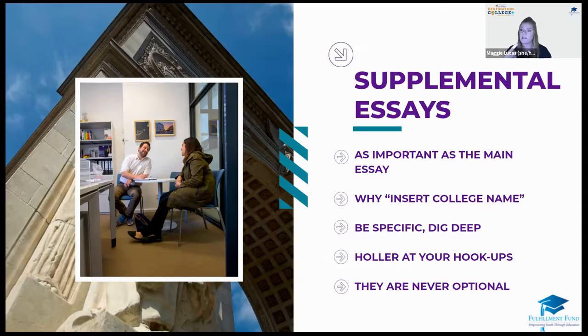Maybe location can certainly be one of them, but is it a specific major? Is it a specific club? Is it a specific teacher you've read about, maybe seen on the news? Tell us all of those things. Give us examples of what it is about the school that really resonates with you. So dig a little deeper. You want to dig deep into why that college.